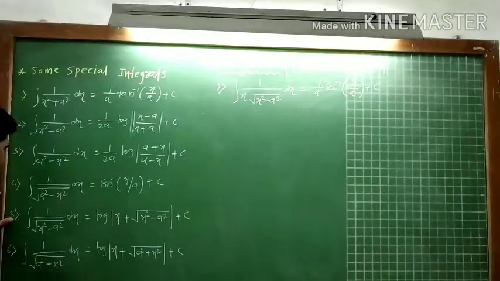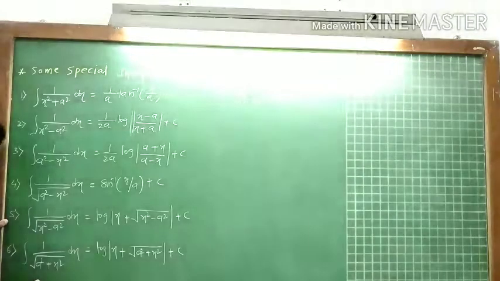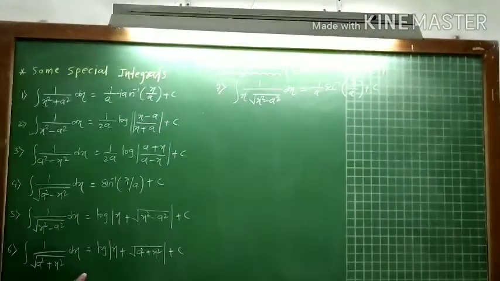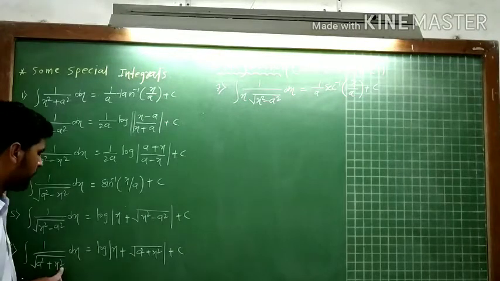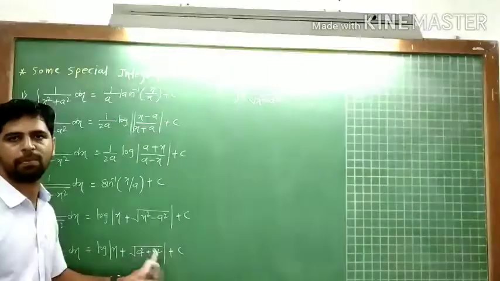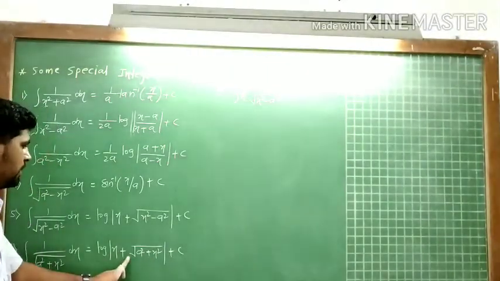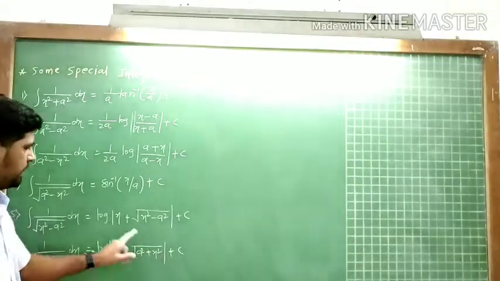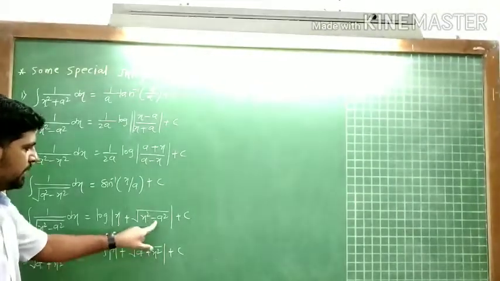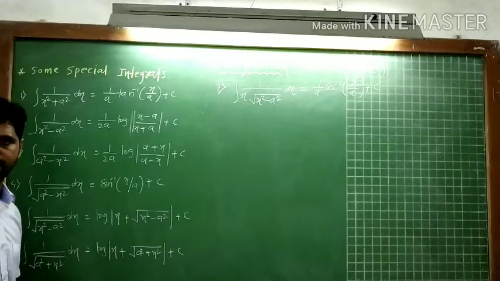Okay? Now, if you have a square plus x square inside the root, a square and x square both are positive, so if you change their position, that does not matter. So 1 upon root a square plus x square dx equals log x plus under root a square plus x square. Correct? See, after x there is a plus, after x there is a plus, which is common. But change this root term, this root term added here, this root term added here.